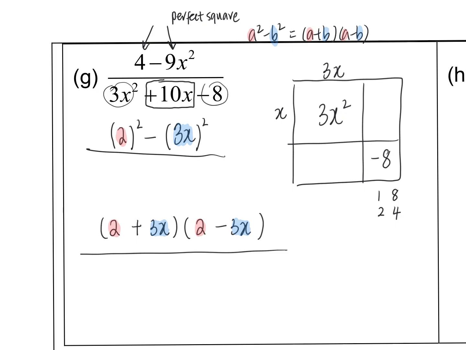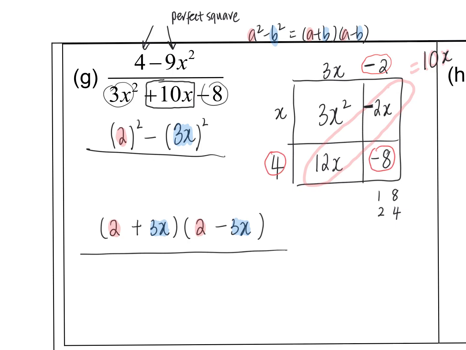I think about the numbers I can use. What if I put the 4 here, I get 12x. If I put the 2 here, I get 2x. There is a high chance that I can make this equal to 10x if one of them is negative. So if I want 10x, this must be the minus, so that when I add them, it gets 10x very nicely. If this is minus, this one must be minus, so that I get minus 2x. Then I check again: minus 2 times 4, is it minus 8? It is. So I know I'm done.